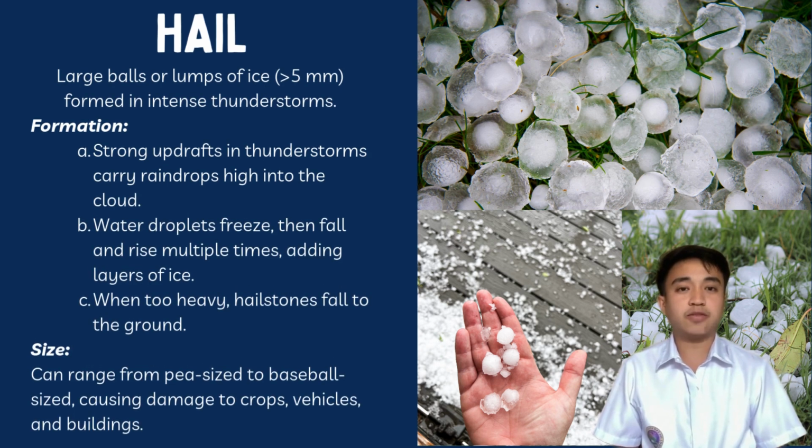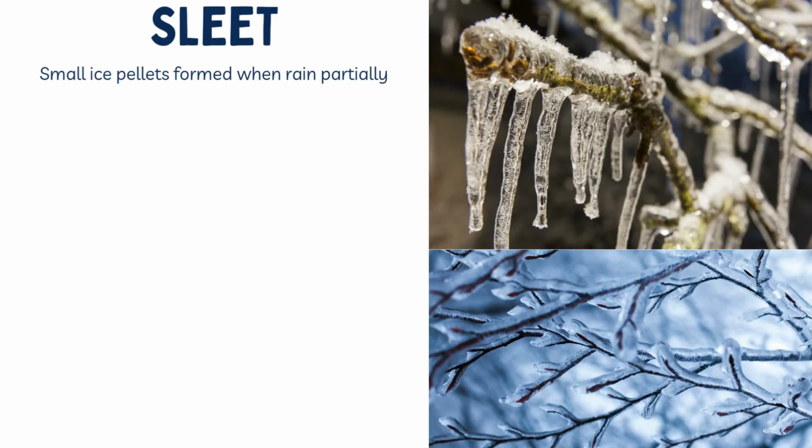Hail consists of ice pellets that form in strong thunderstorms. These pellets grow as they are carried up and down in storm clouds, collecting more layers of ice. Hail can cause significant damage to crops, vehicles, and buildings, making it one of the most destructive types of precipitation.